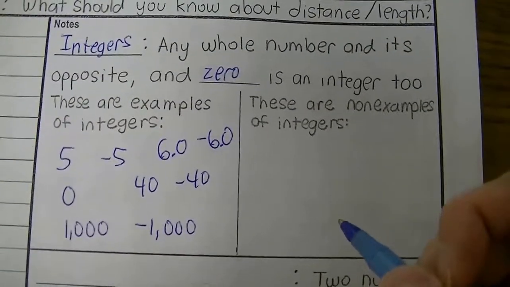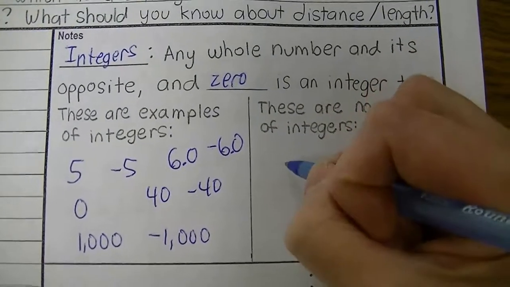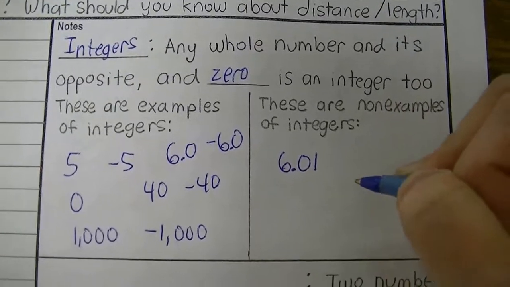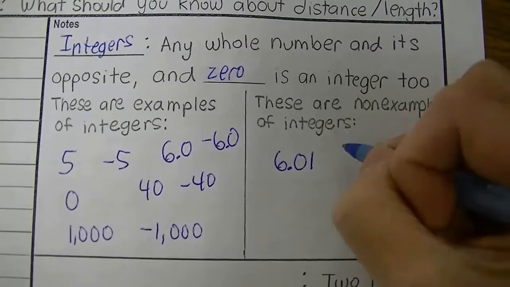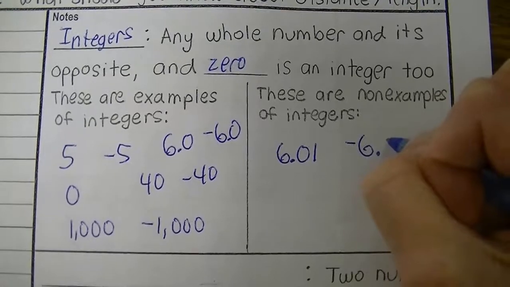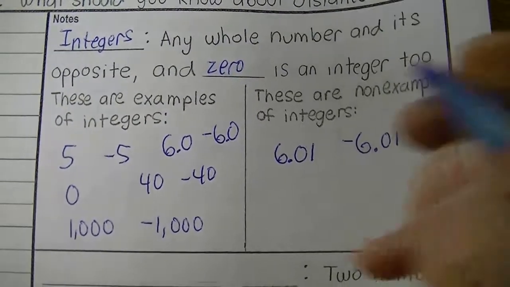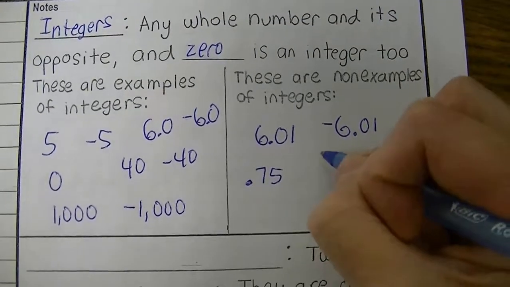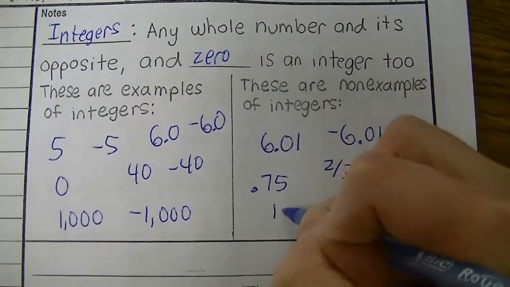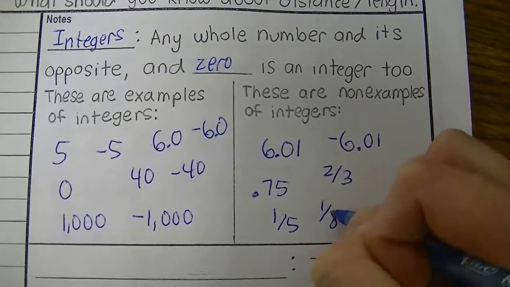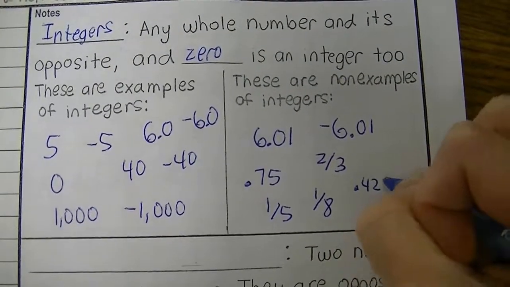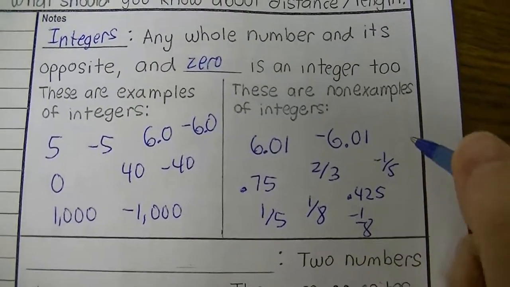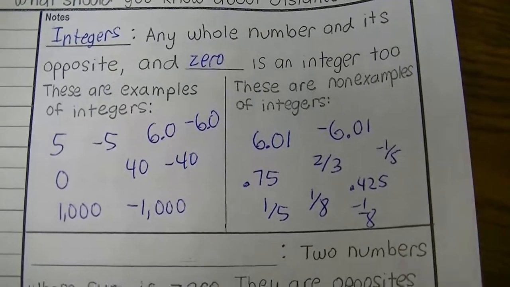Here are some non-examples of integers. Let's say 6 and 1/100th. That's not an integer because it is not a whole number. -6 and 1/100th. 75/100ths is not an integer. 2/3 is not an integer. 1/5, 1/8, 425 thousandths, -1/8, -1/5. Those are just some examples of non-examples of integers.